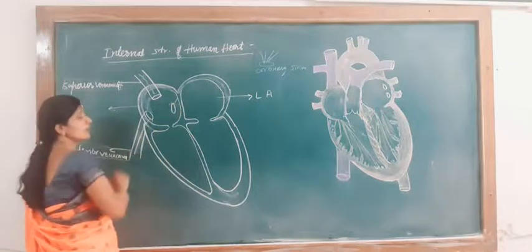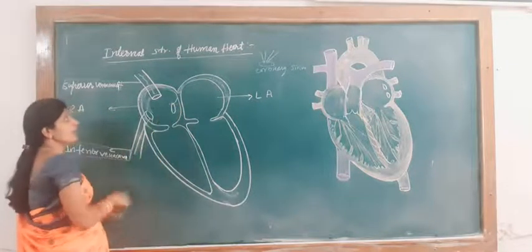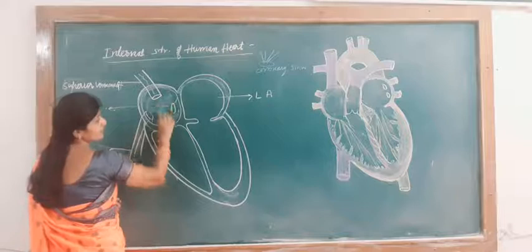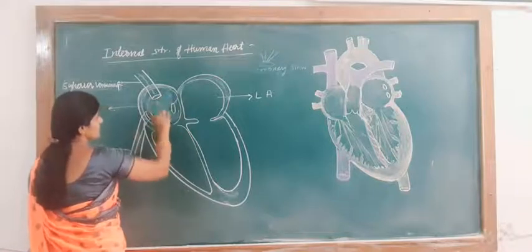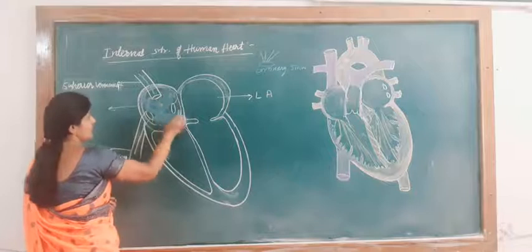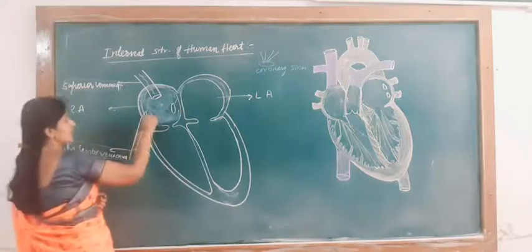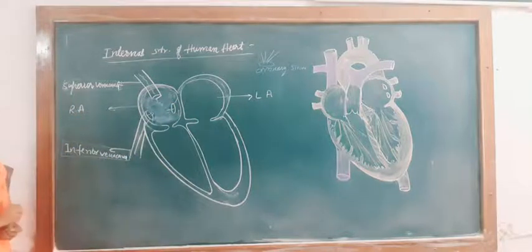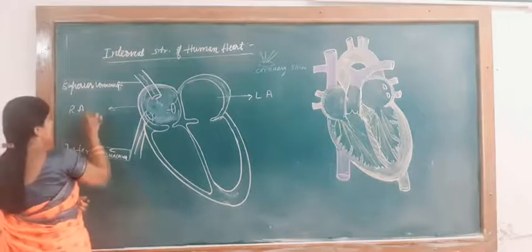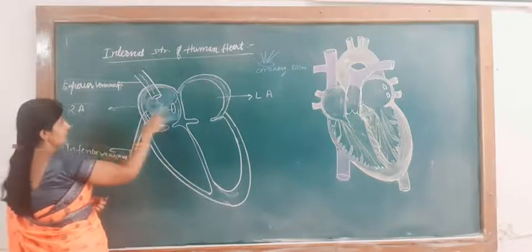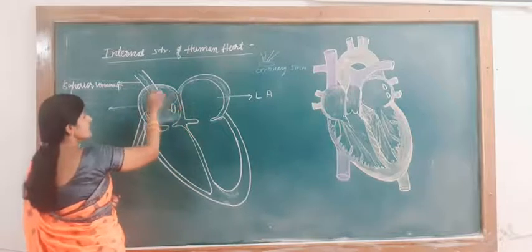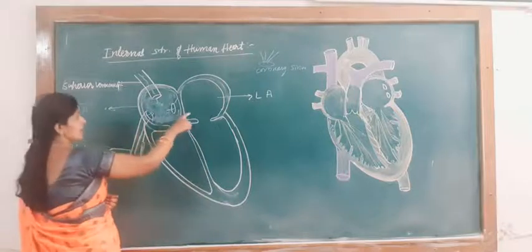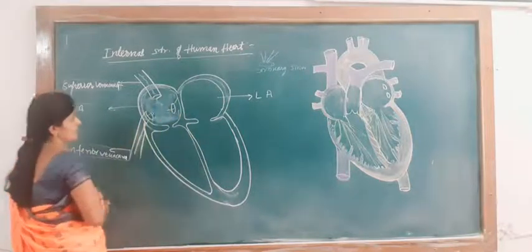This is one of the openings. This is also bringing deoxygenated blood. All of this is deoxygenated blood, brought from three sides: the superior vena cava, the inferior vena cava, and the coronary sinus. This is the right atrium, and when we compare the right and left atrium, the right atrium is larger in size.